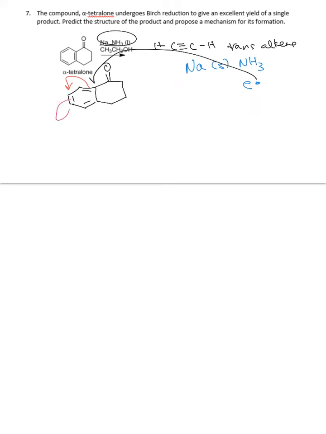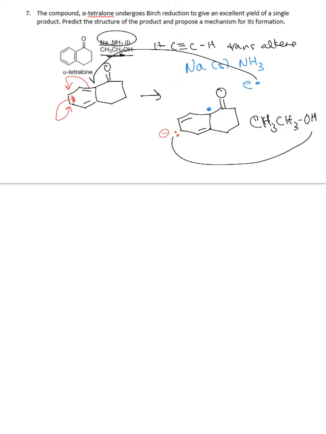And these two electrons will go with this carbon here. So what happens is the system undergoes this resonance delocalization to account for this added electron. And then this goes here. We'll put them right here on this carbon. Now, you also have ethanol in solution. So if you have ethanol in solution, it will give up that proton. So those electrons will go and take that proton, and it protonates the system.